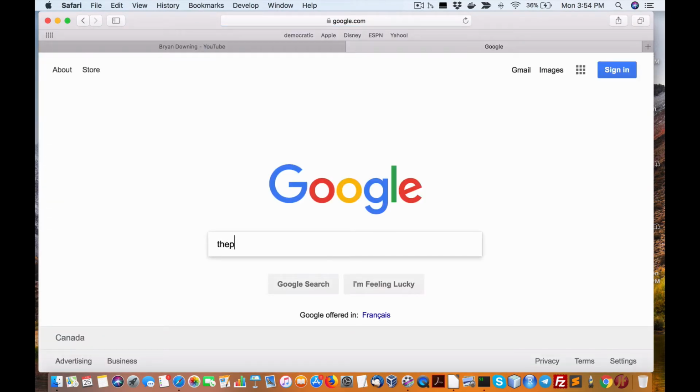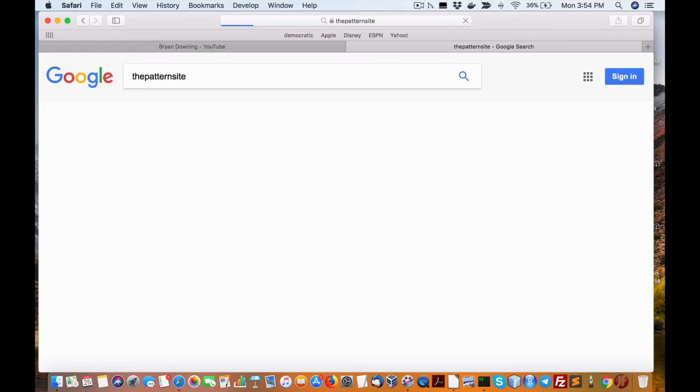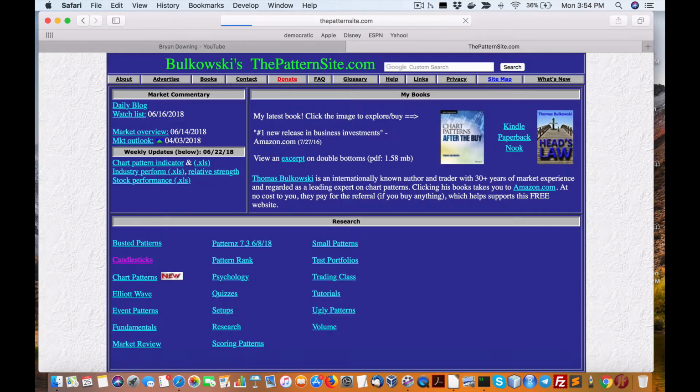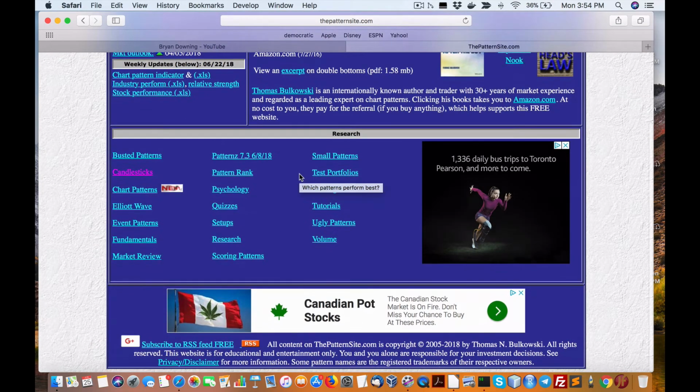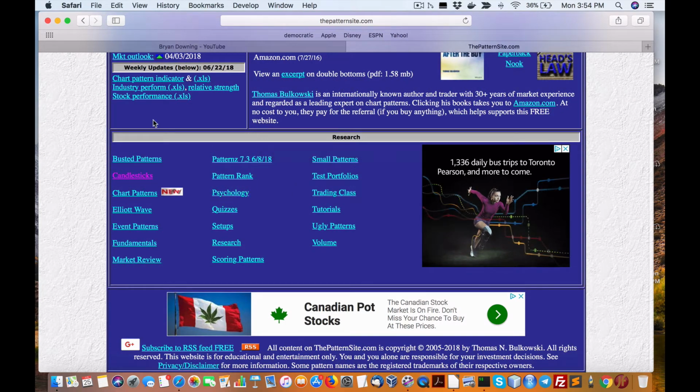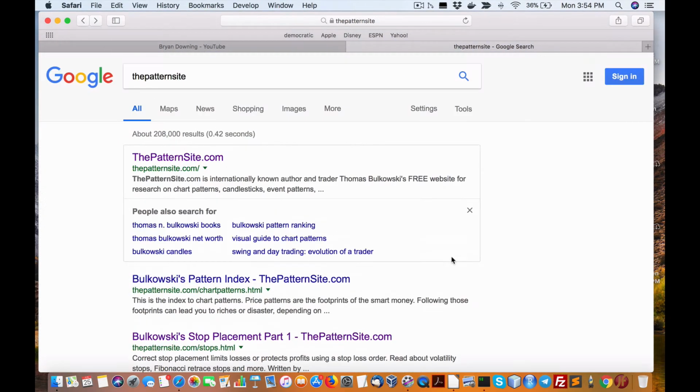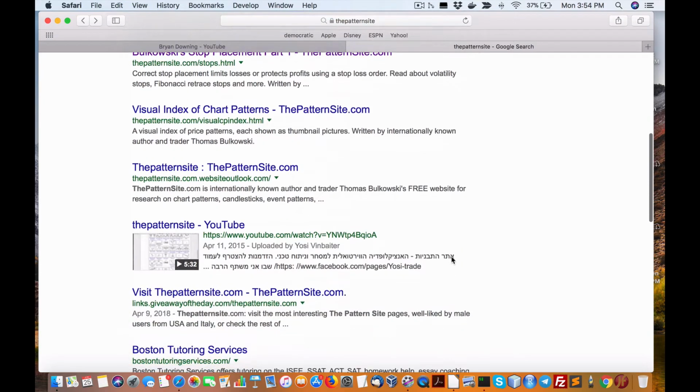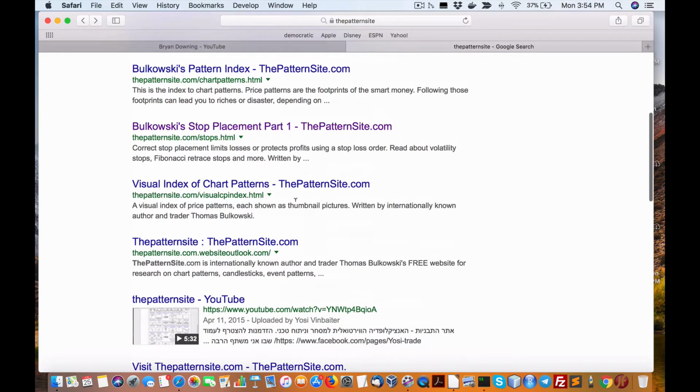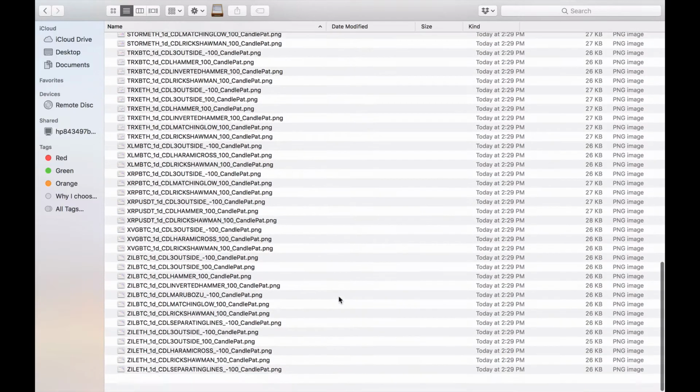I'm also going to pull up Google, and again the site is called The Pattern Site. It has very detailed descriptions on candlestick patterns for market reversal, and I've already shown you one of those in a past video. So knowing all that, let's get into the process.